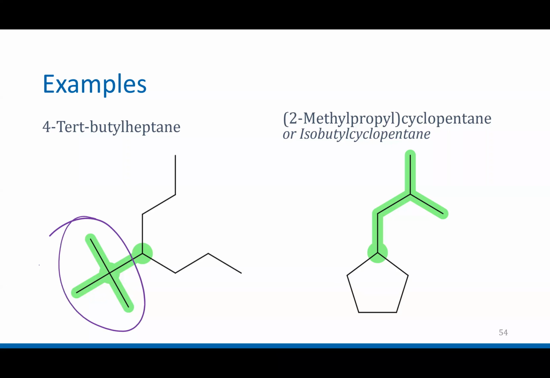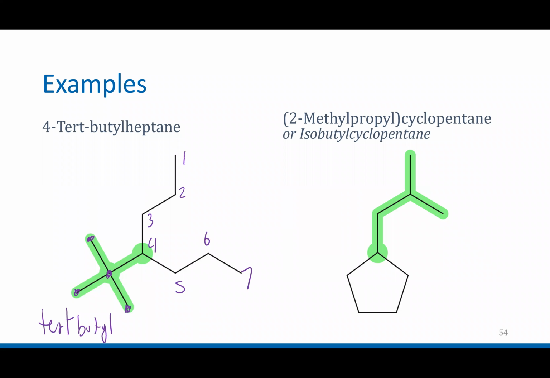So guys, this should stand out to you right away. It looks like a T. It has 1, 2, 3, 4 carbons. So I know it's a butyl group, or an isomer of a butyl, and we would call this tert-butyl. Now, let's get the numbering down. 1, 2, 3, 4, 5, 6, 7. So this is definitely heptane. So we would call this tert-butyl heptane.